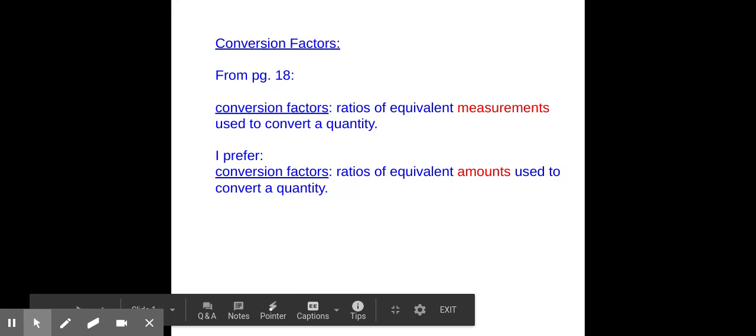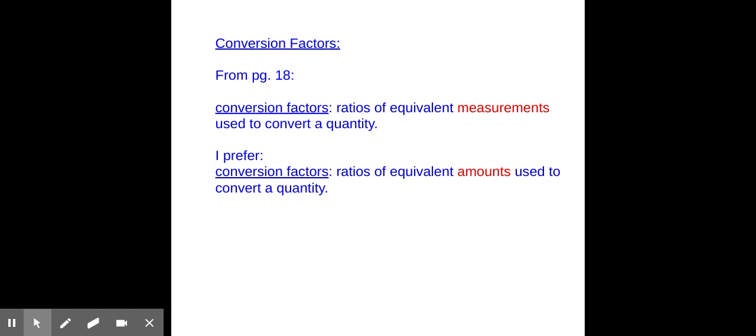Hey guys, so we're going to do conversion factors here. This will be a skill that'll be on this week's test, and I'm going to give it a little demonstration here. Your reading on page 18 talked about conversion factors. We're going to use them to make conversions. So non-metric, the metric system, we could just move the decimal.